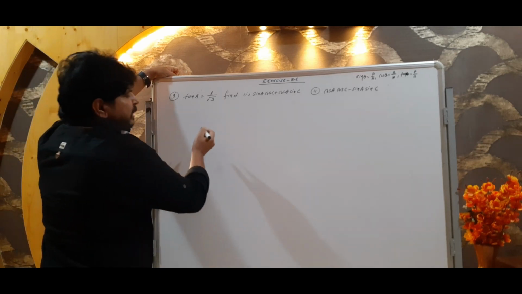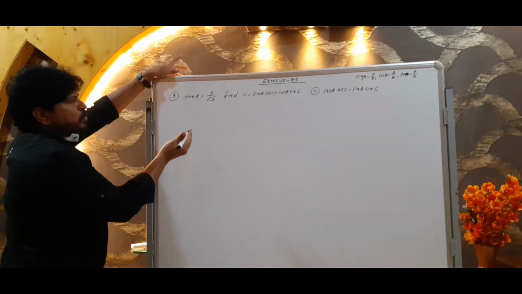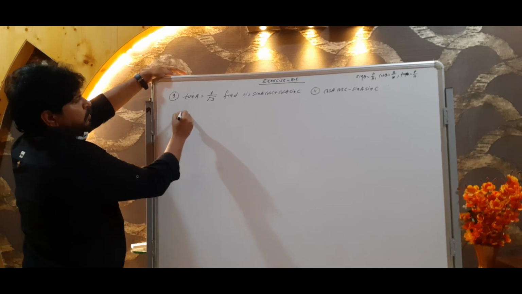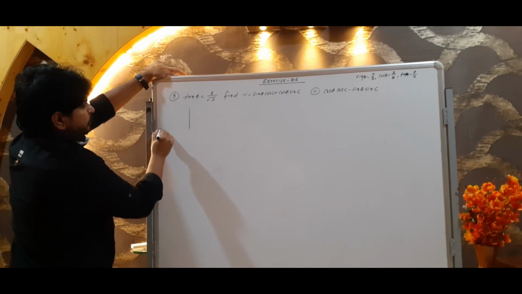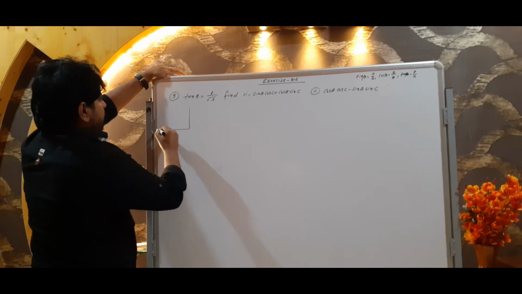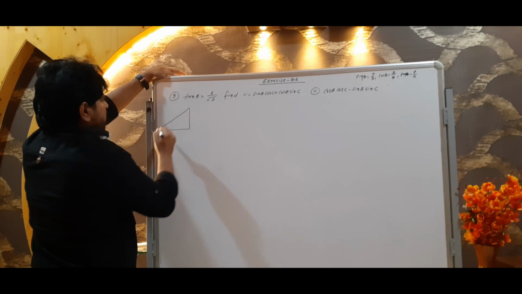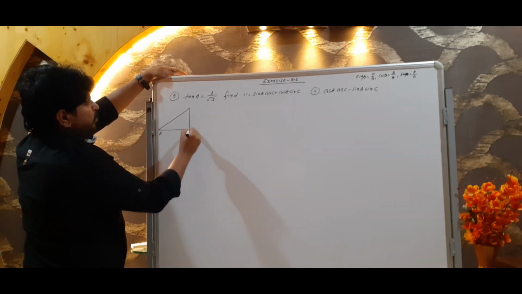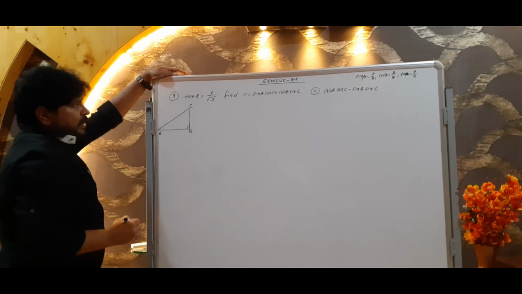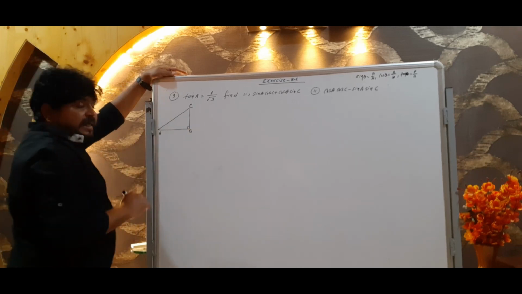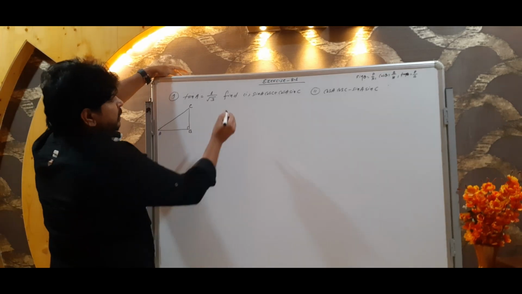First of all, we will draw a right angle triangle ABC, PQR, whatever it may be. Not an issue for understanding these questions more properly. Suppose this is A, B as well as C. It is right angled at B. Okay. Now here it is given tan A is equal to 1 upon under root 3.